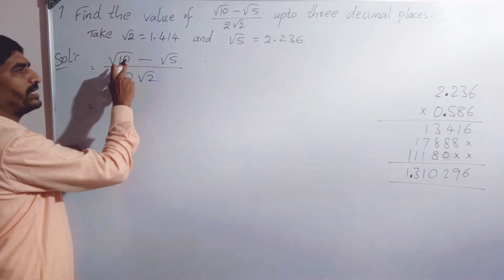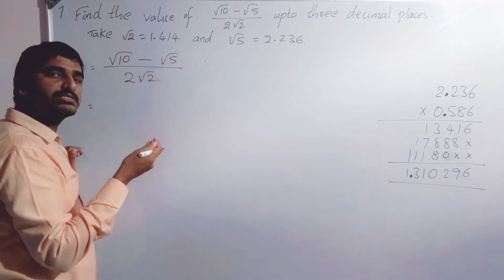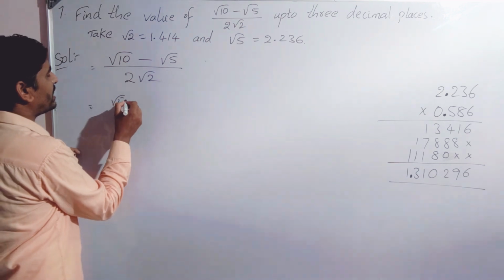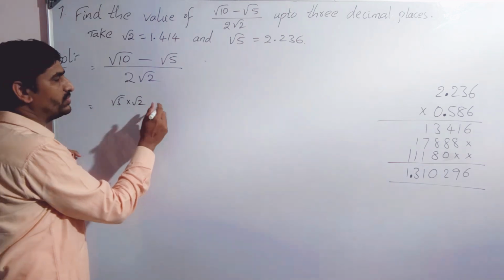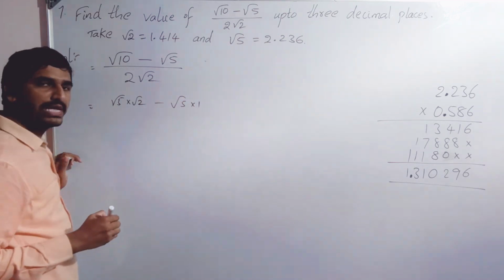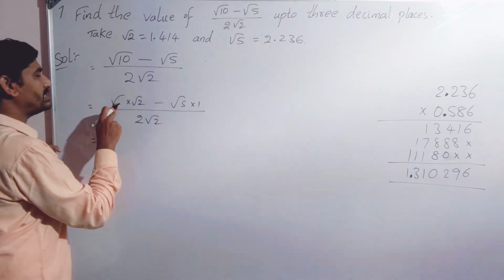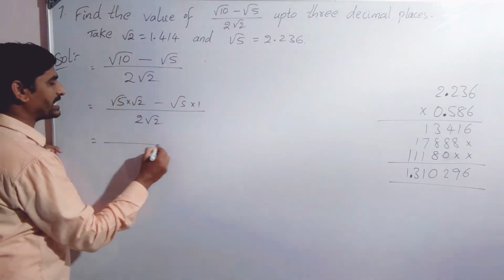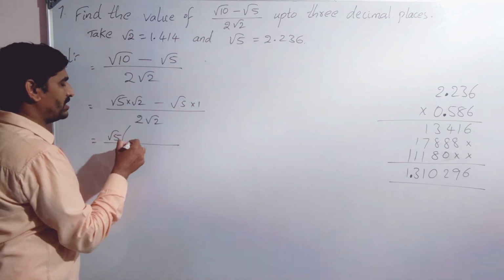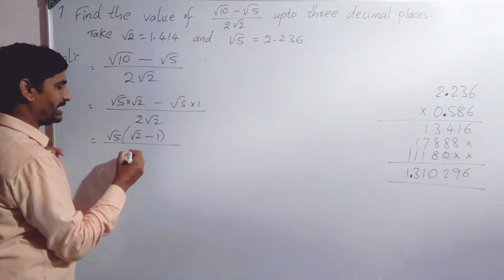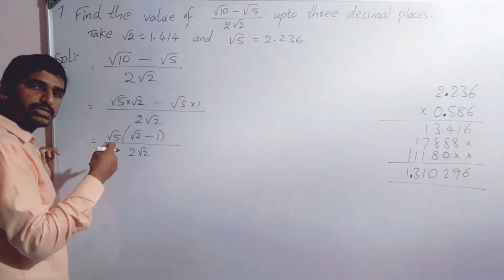Now in this, 5 twos are 10, 5 ones are 5. So 5 is common, as square root of 5. So root 10 can be written as root 5 into root 2, minus root 5 can be written as root 5 into 1, by 2 root 2. Now root 5 is taken common from the numerator: root 5 times (root 2 minus 1) by 2 root 2. Now like this it's easy to simplify.